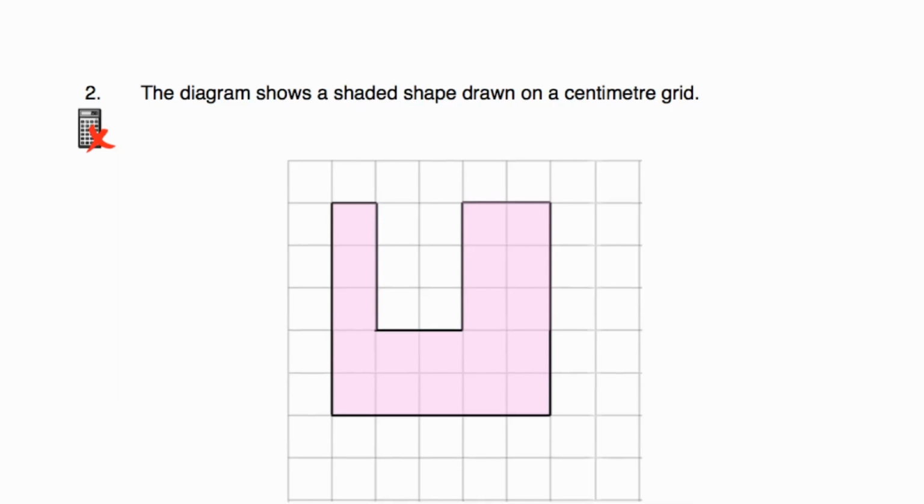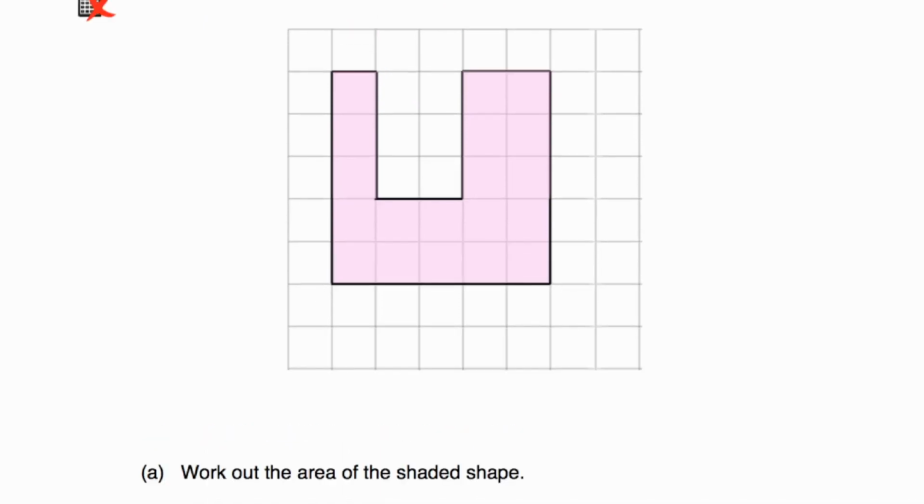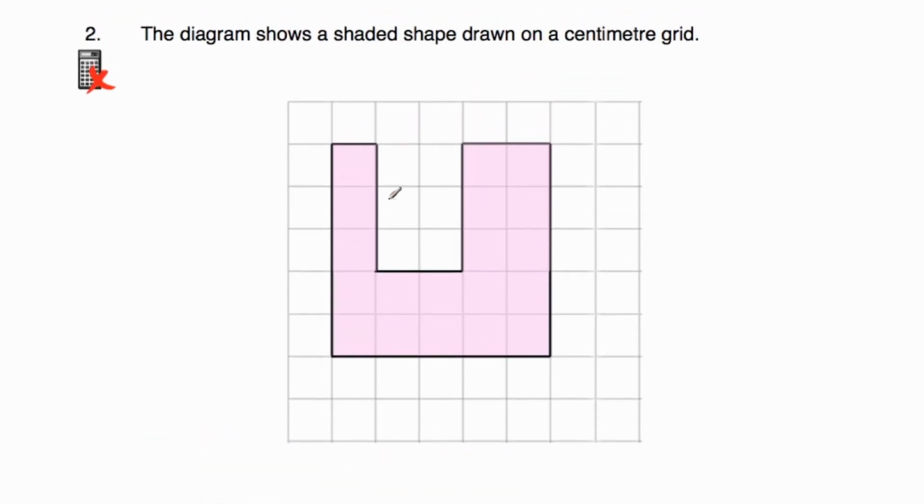So question number 2 says the diagram shows a shape drawn on a centimetre square grid. So again, a centimetre square grid, so each one of these squares measures 1 centimetre by 1 centimetre. Part A says work out the area of the shaded shape. So we want to find its area, so we need to count the number of squares inside of it.